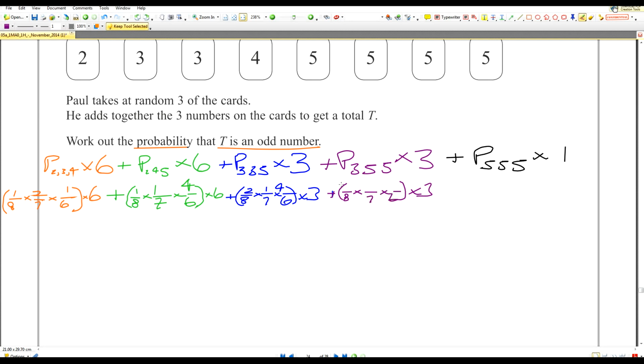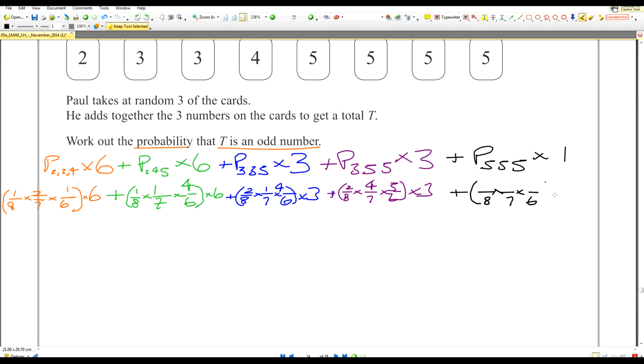So the probability of the first 3 is going to be 2 out of 8. Probability of a 5 is going to be 4 out of 7 because there's 4 of them. And then once you take one of those out, we have 3 left. Okay, we're getting towards the last one now, the probability of a 5, 5, 5. So remember, again it's 8, 7, 6, because it's without replacement.